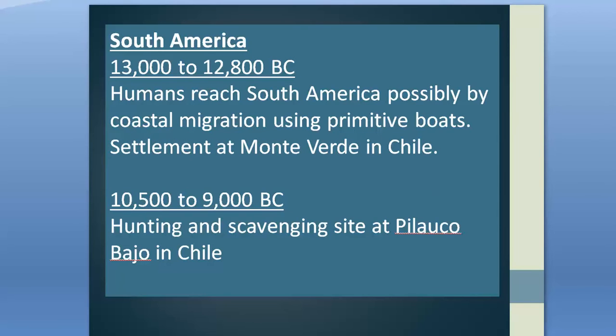Now, if we go back to the theory that humans used primitive boats to travel down the Pacific coast, these people may have arrived in South America by 13,000 BC. Evidence of this can be found at a site known as Monteverde, situated in southern Chile.